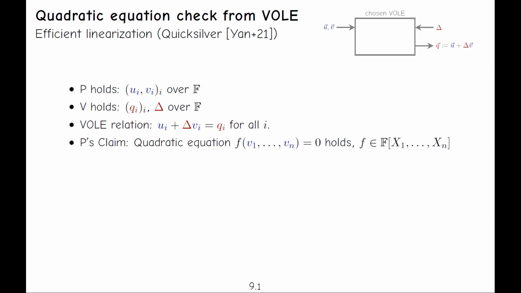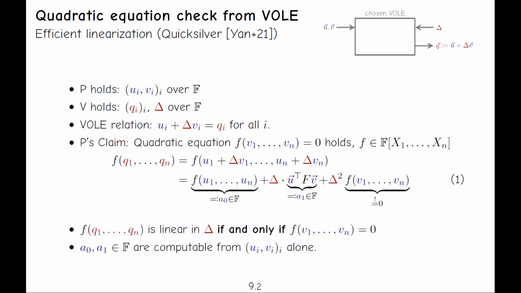So let's first recall that the prover holds these u_i, v_i, and the v_i are the witnesses in our case, or witness components. The q_i are commitments, and we have this VOLE relation. So the prover wants to prove now just this one quadratic equation, f of v_1 to v_n should be 0. And we will just write this equation down, but for the commitments instead, and see what happens.